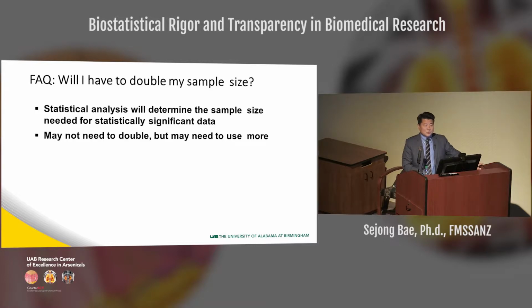And will I have to double my sample size if I have to include both sexes? No, it depends on the outcome that you are measuring. That makes the difference, not the sex. So you can divide the animal number into each sex and see how things go, but you don't have to double the sample size. It all depends on the outcome that you are measuring.